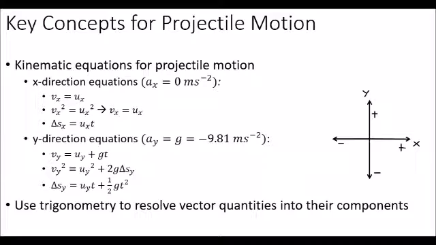The acceleration in the y direction is the acceleration due to the gravitational force. Its value is minus 9.81 meters per second squared. The value is negative because gravitational force acts towards Earth's center. We can use the constant g to represent this value. Thus, we get the y direction equations on the screen when g is substituted for a sub y.